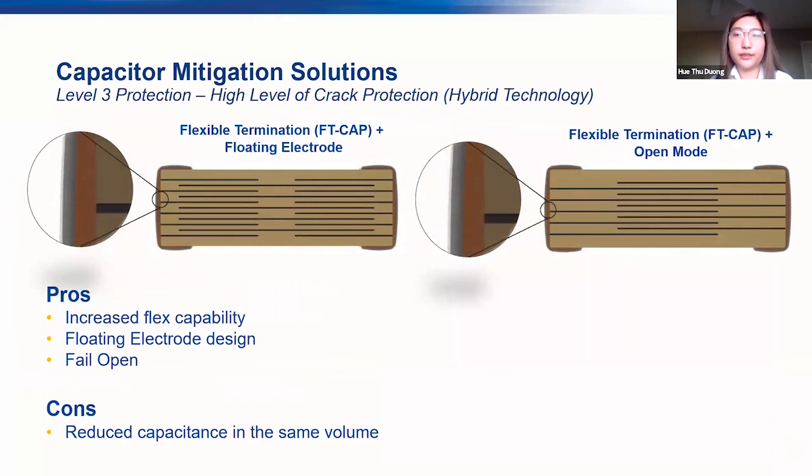The last level, being level 3, provides the highest form of crack protection for surface mount ceramic capacitors and is ideal for critical applications where short circuit failures cannot be tolerated. This technology utilizes a combination of KEMET's flexible termination system along with a floating electrode design or an open mode design. By creating this hybrid design, these capacitors have an increased flex capability, as well as a fail open design in case the capacitor does crack.